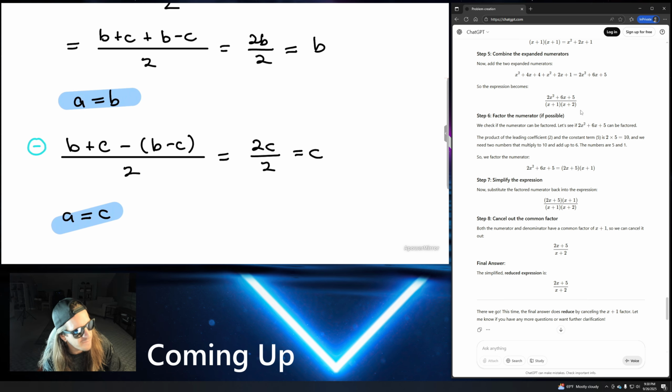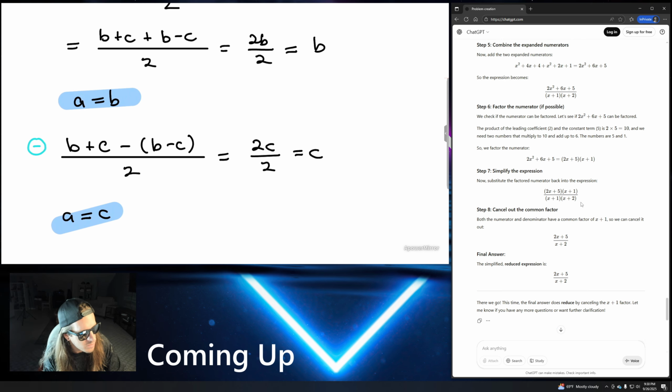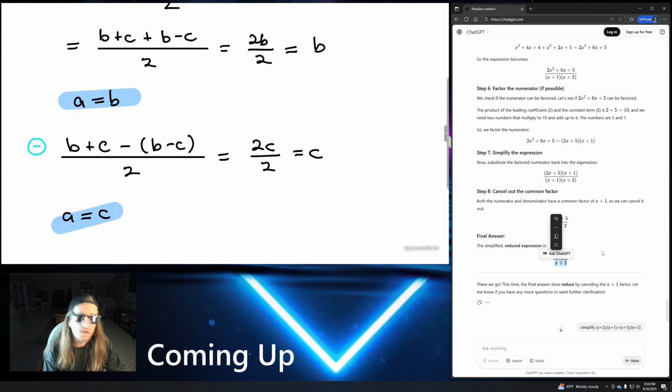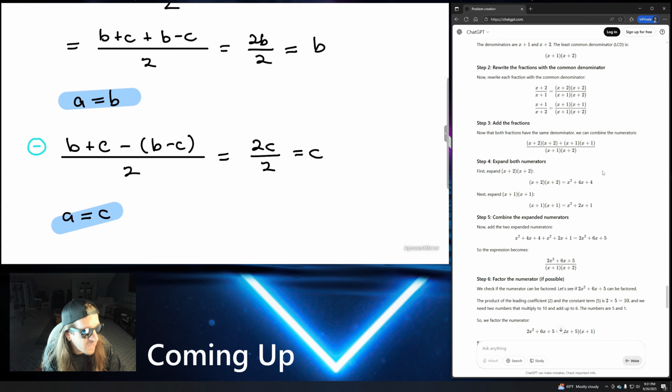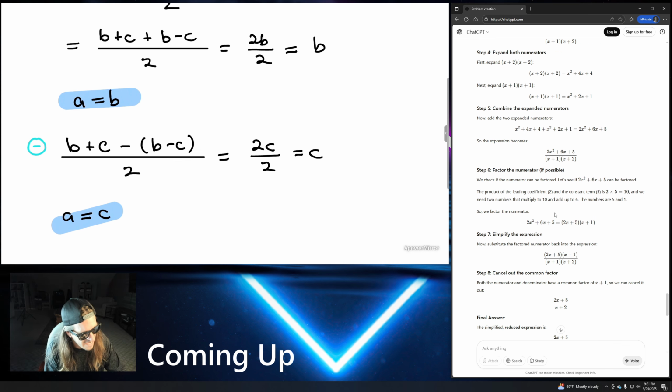I asked it to give me a problem of this structure that was irreducible, and it finally was like, okay, here's one right here. And the answer is 2x plus 5 over x plus 2, but that's actually incorrect. Somewhere in here, ChatGPT made a mistake.